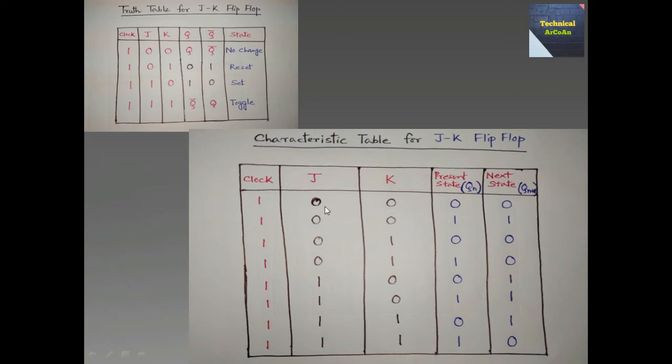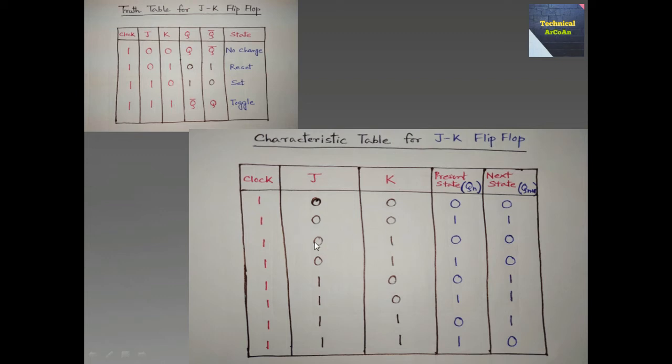The first case is when the J value is 0 and the K value is 0, with the present state either 0 or 1. In that case we get the same value: when the present state is 0, the next state is also 0. If the present state is 1, the next state is also 1. Why? Because in the truth table we already know when J and K are 0 and 0 respectively, we get Q, meaning whatever the present value, the next value is the same.